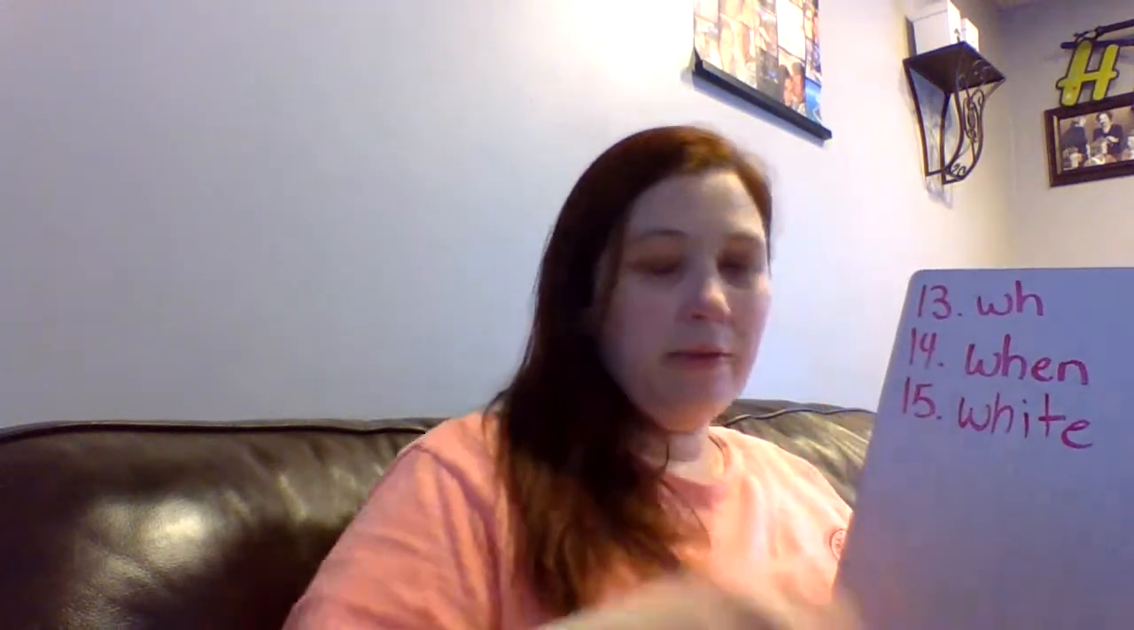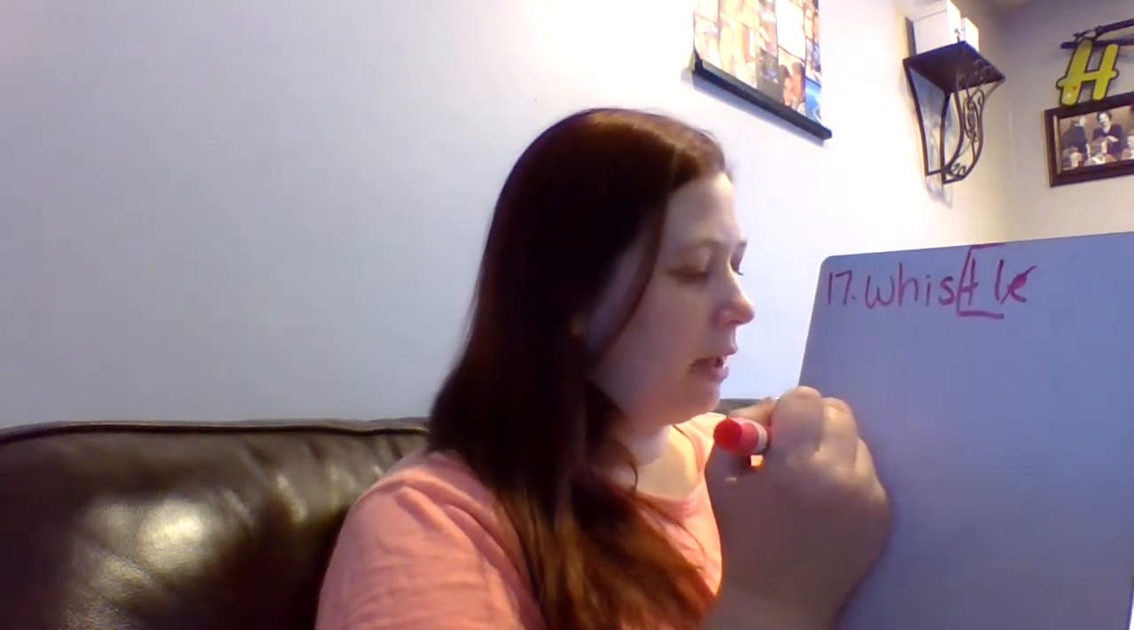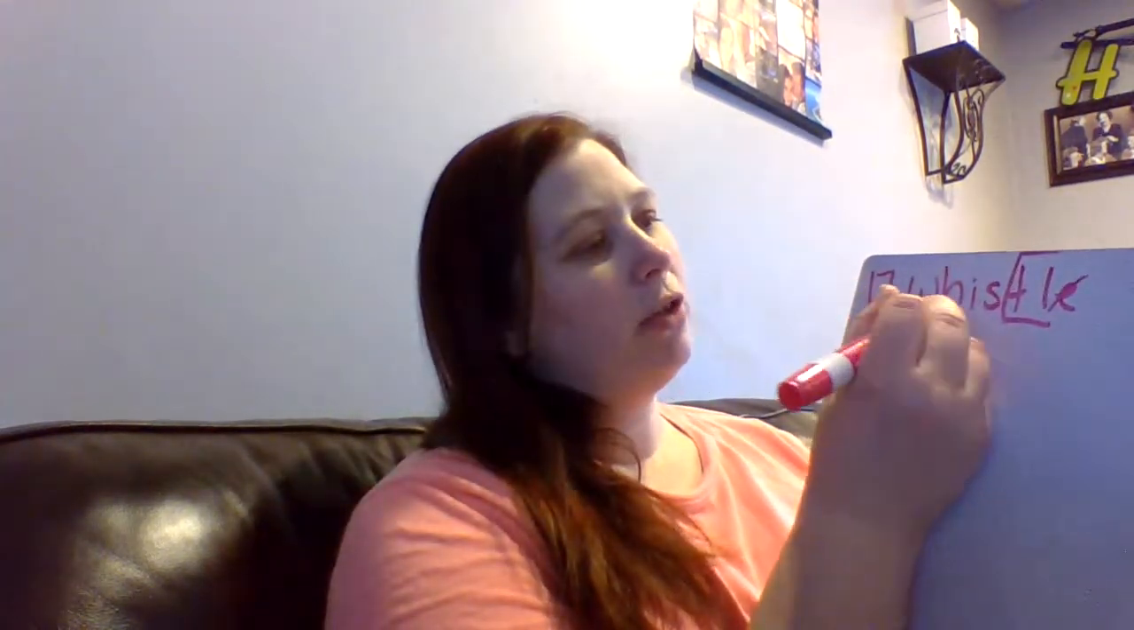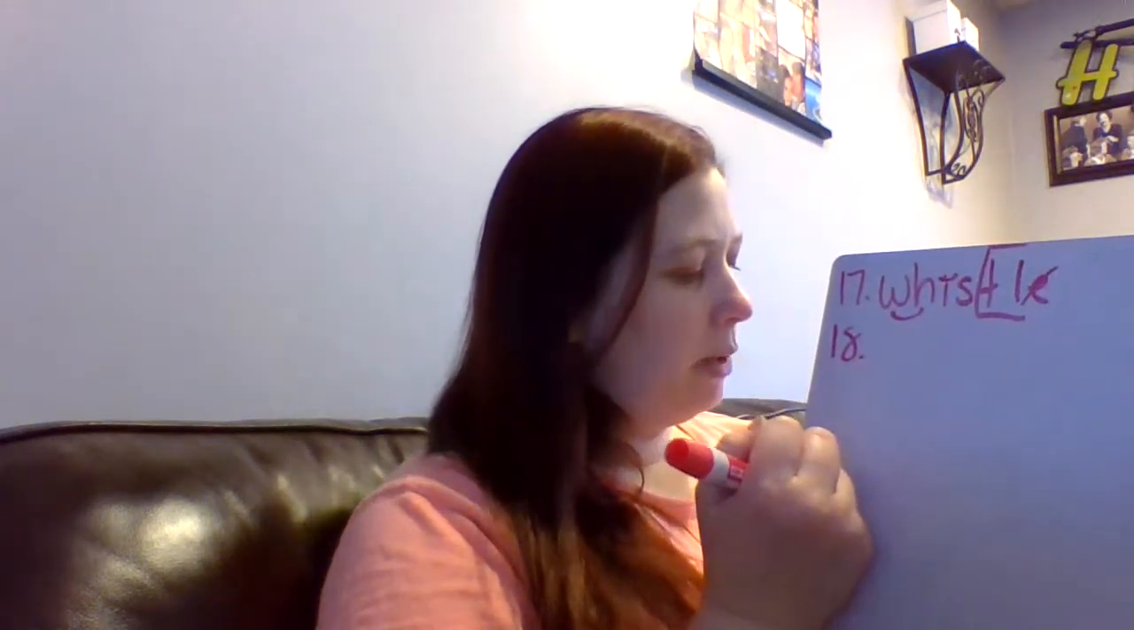All right, let's move on and code. Make sure you have these down. Number 17, whistle. First, we have that final stable syllable TLE at the end. We're going to cross off the E because we don't say it. We have our combination WH, and our I is vowel consonant. It gets a breve.